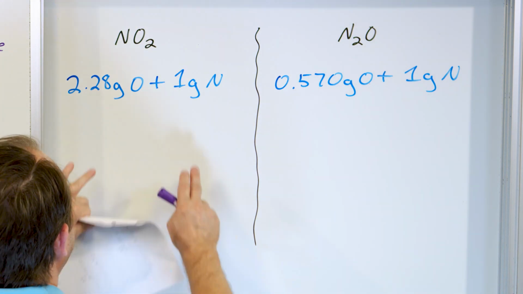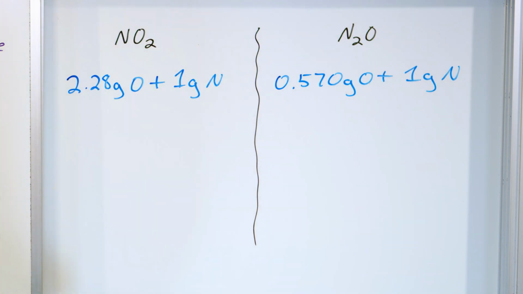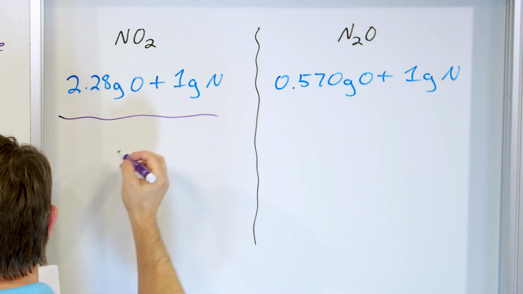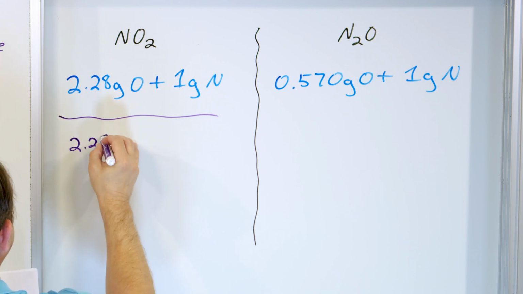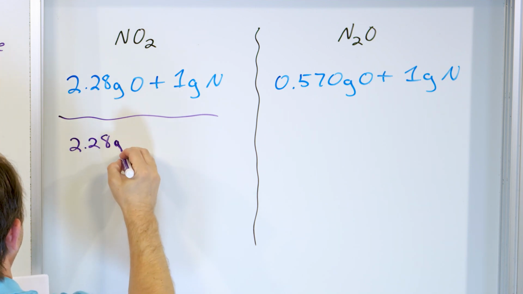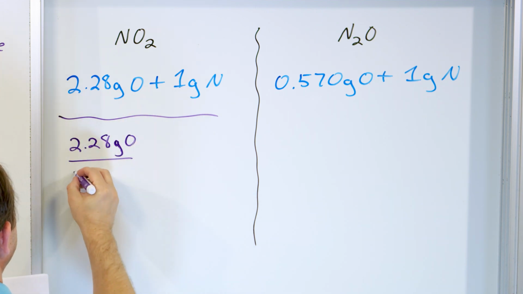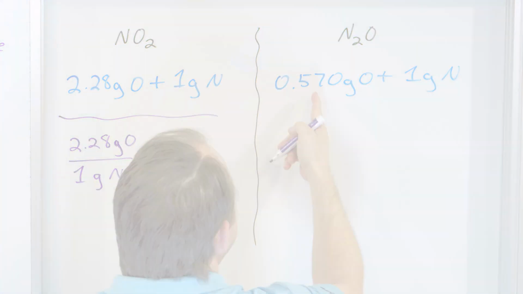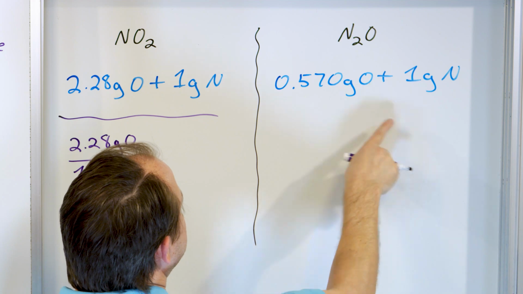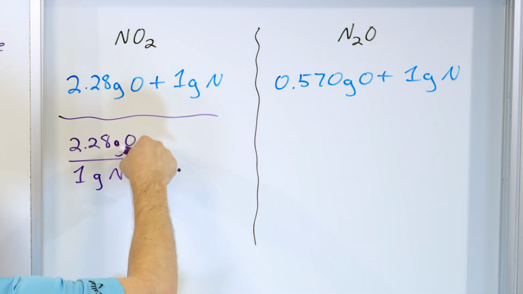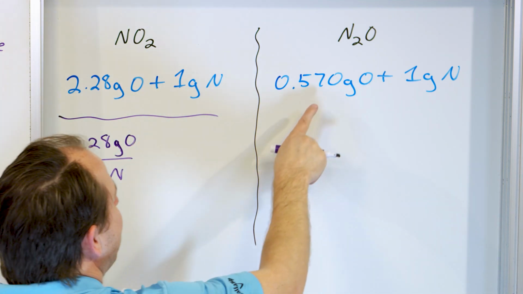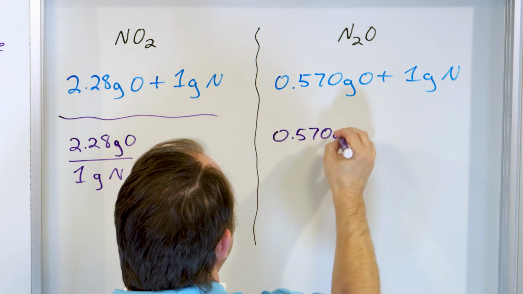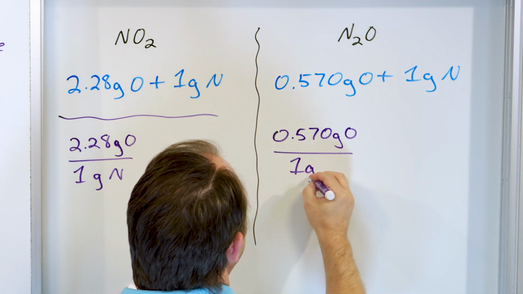You'd probably want to figure out the ratio of these 2 things that are reacting together. Bigger number divided by smaller number. So you would say 2.28 grams of oxygen in a ratio with 1 gram of nitrogen, right? And then over here you do the same thing. And even though I usually say bigger number divided by smaller number, we have to write the ratio in the same top and bottom numerator. So over here we're going to write 0.570 grams of oxygen in a ratio with 1 gram of nitrogen.